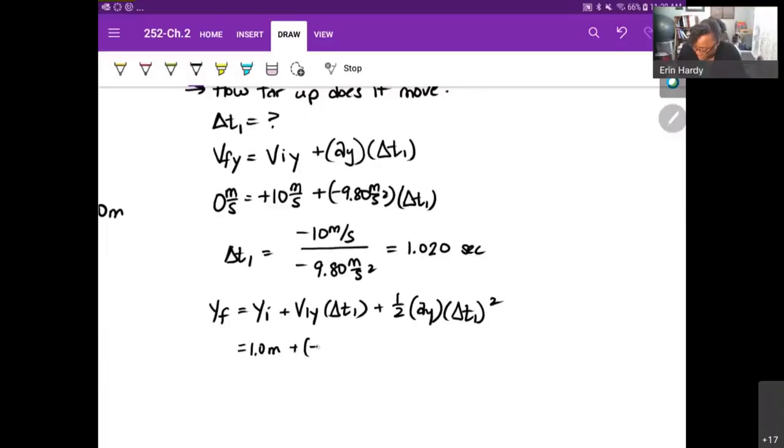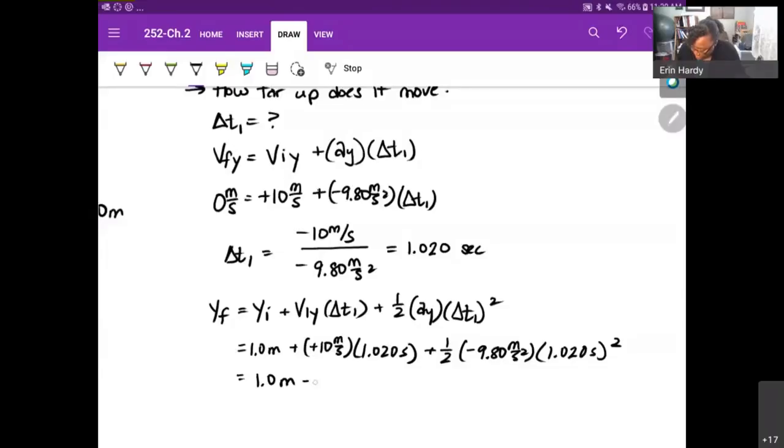The initial v y is positive 10 meters per second. And I've just shown that delta t1 is 1.020 seconds. I'm going to add 1/2 ay, which is negative 9.80 meters per second squared. And then my delta t squared is going to be 1.020 seconds quantity squared. So we're going to end up with 1 meter plus 10.20 meters because the seconds are going to cancel in that term.